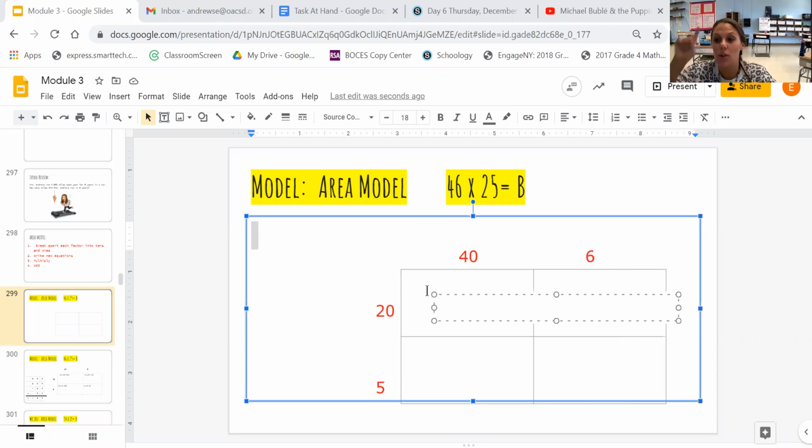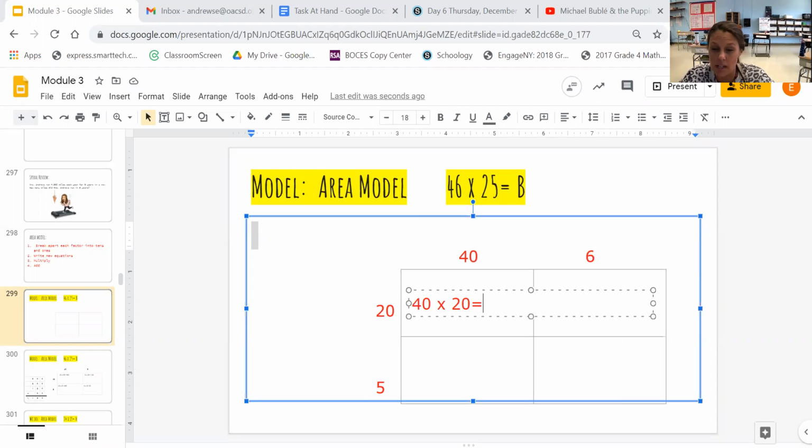Now we go to the top, we go to the side, and we multiply. So I'm going to multiply 40 by 20. Love that equation because it's powers of 10. 4 times 2 is 8, and I have my 2 zeros. Go to the top, go to the side, and I multiply 6 times 20. I take my 6 and my 2, which is 12, and I add my 0.